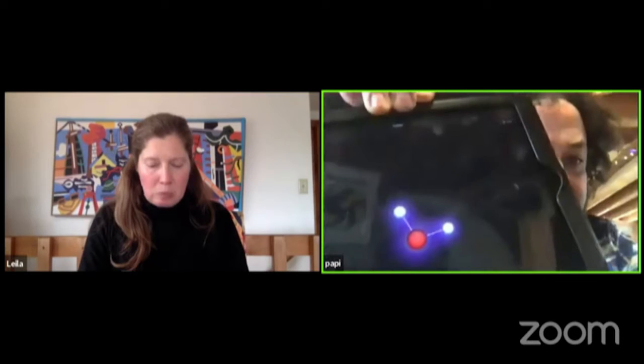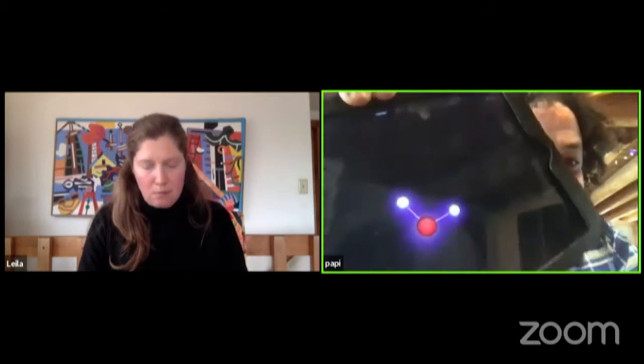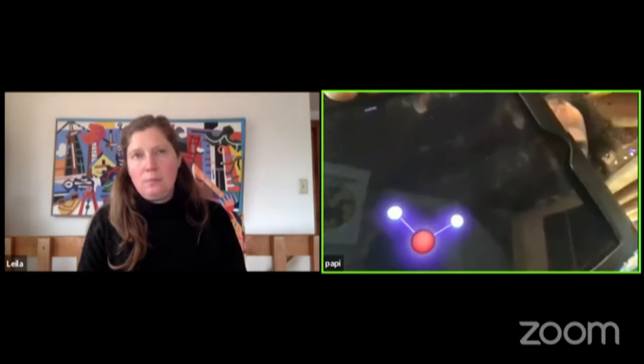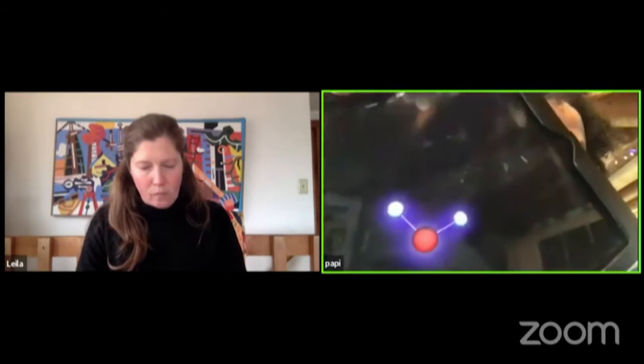You can see that wiggling molecule, but that's CO2, okay? We've talked about CO2 plenty, but what about H2O? Do you notice that it's not straight? It is bent like a V. The hydrogens are the 2 white ones on the outside, and the oxygen is the red one in the middle.